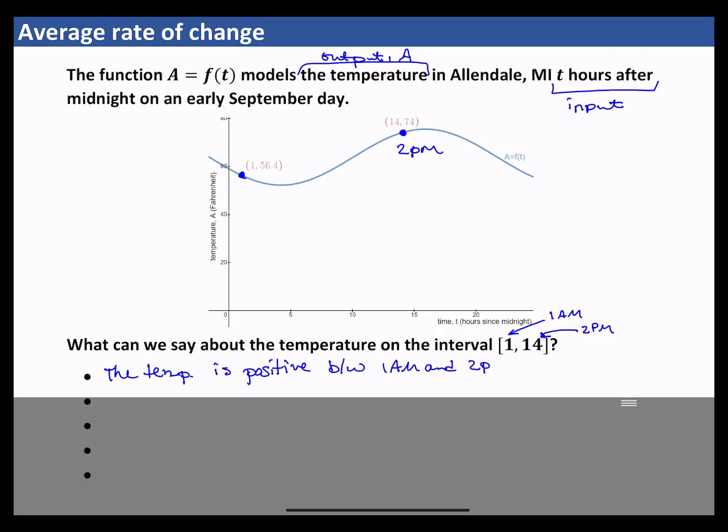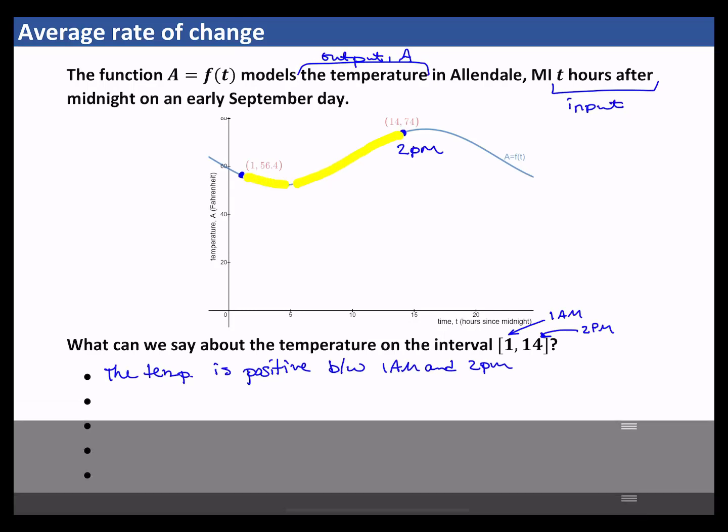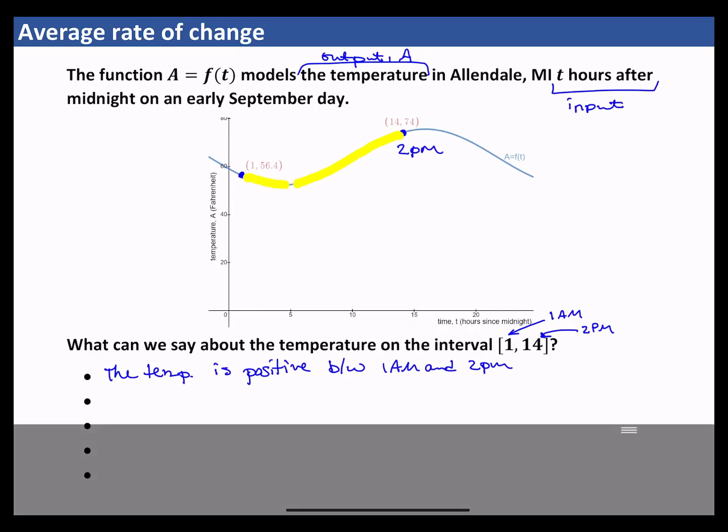We also see that the function A equals f of t changes from decreasing to increasing on the interval 1 to 14. So in other words, the temperature was decreasing from about 1 a.m. to about 5 a.m. and then the temperature began to increase between about 5 a.m. and 2 p.m.